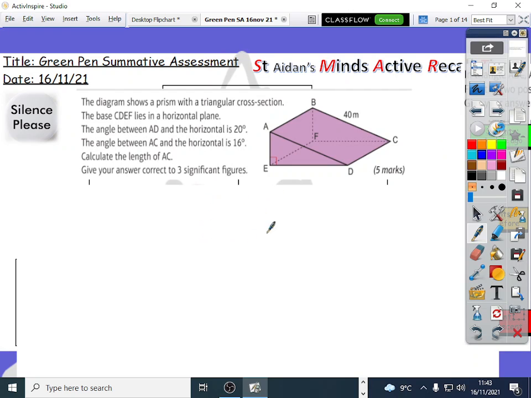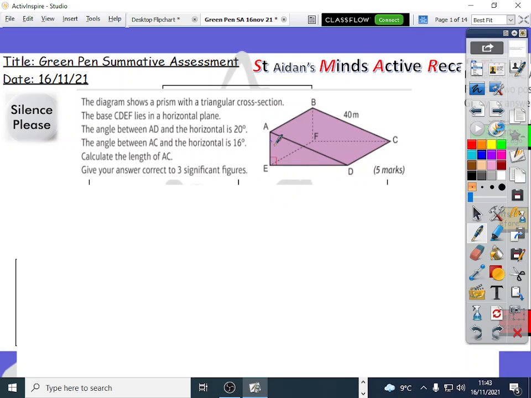So let's have a look at this 3D style question. You've got a prism here. It tells you that the diagram shows a prism with a triangle cross section. The base is CDEF, which is the horizontal plane.